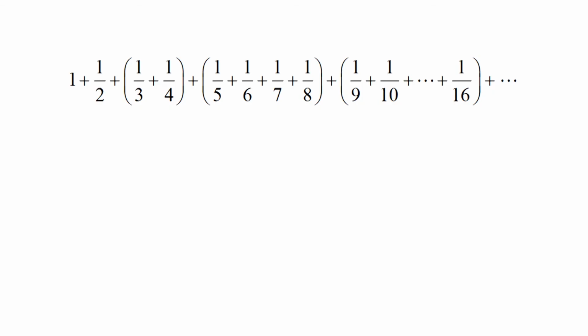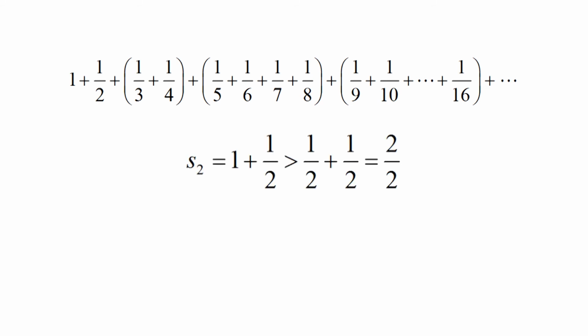The given is a series of non-negative terms. Hence, to show that the series is divergent, it's enough to show that there is no upper bound for the partial sums of the harmonic series. For this, we group the terms of the series in the following way. 1 plus 1 upon 2 plus 1 upon 3 plus 1 upon 4 plus 1 upon 5 plus 1 upon 6 plus 1 upon 7 plus 1 upon 8 plus 1 upon 9 plus 1 upon 10 plus etc. plus 1 upon 16 plus etc.